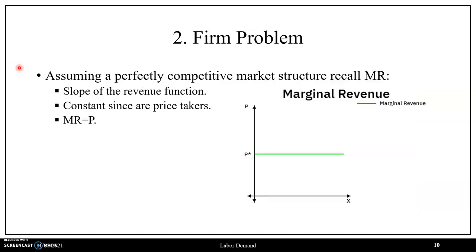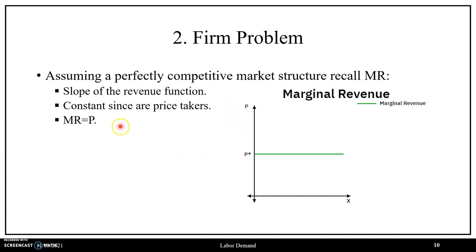Now let us graphically recall our second concept, that is marginal revenue. First we will assume that we are working in a perfectly competitive market structure, such that our individual firm is a price taker, taking the price that is given in equilibrium in the market as given. Therefore, the revenue function is going to be price times quantity, where the rate of change is solely going to be price.